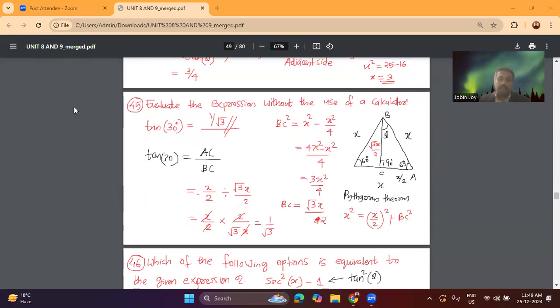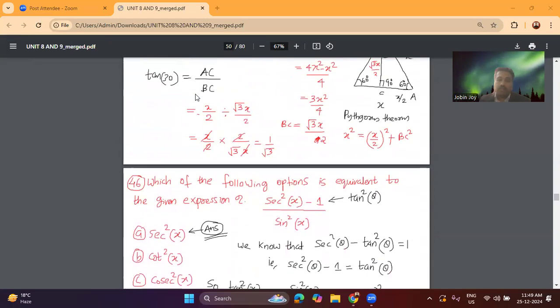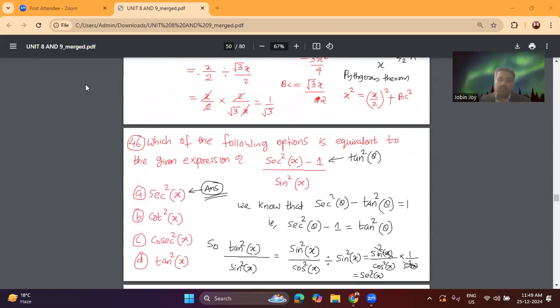Then question number 45 is similar to the previous equilateral triangle we discussed. Draw the equilateral triangle and find the value of tan 30. Next, we have four options. This is the expression sec square x minus 1 divided by sine square x. You have to choose the right option.